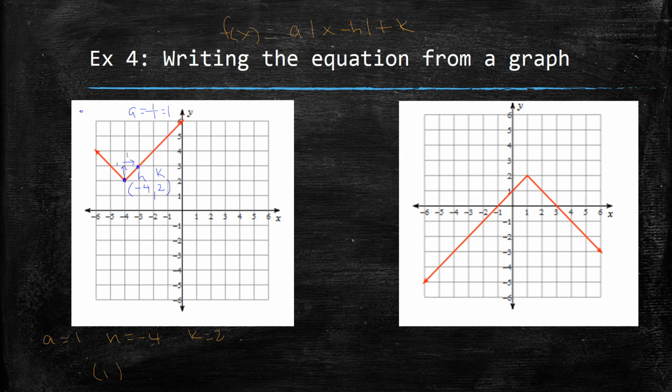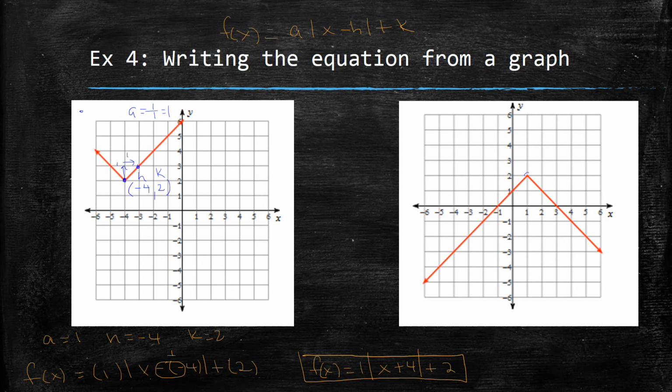A times the absolute value of x minus h plus k, which is positive 2 here. Okay, so f of x. And then you just simplify that. So the 1 is just going to be 1, so we have f of x is equal to 1 times the absolute value of x, and then this double negative here becomes a positive, so x plus 4, close that absolute value, plus 2. Okay, and that's the equation to that graph there.